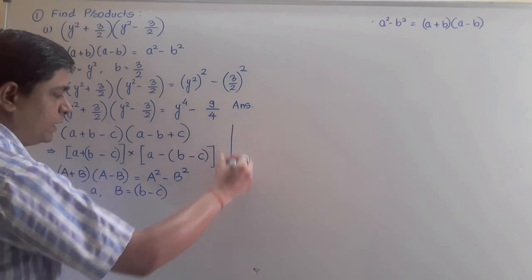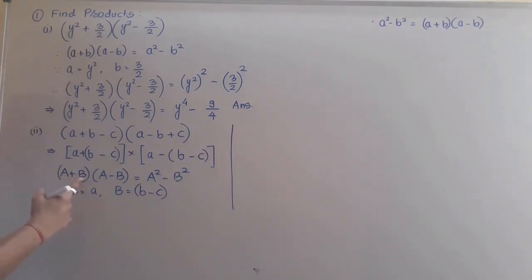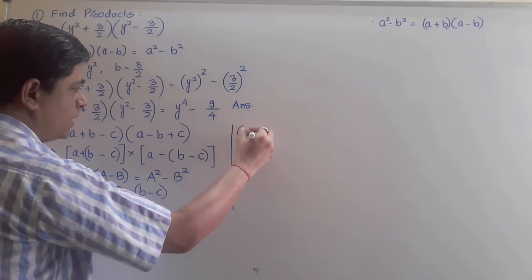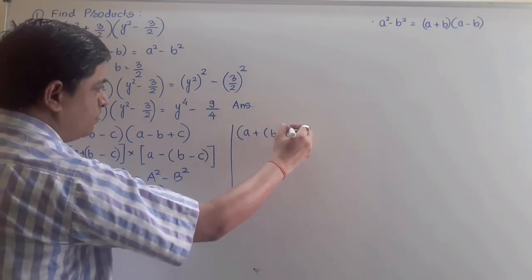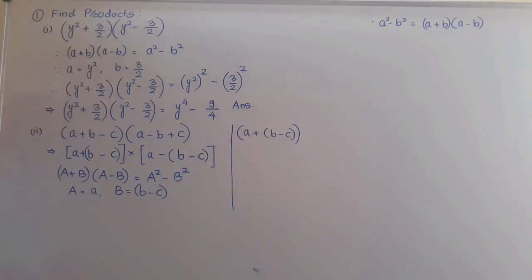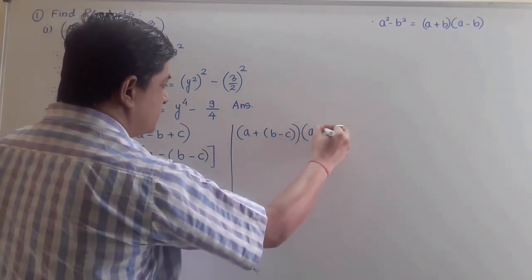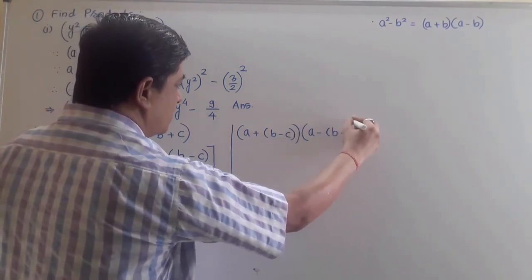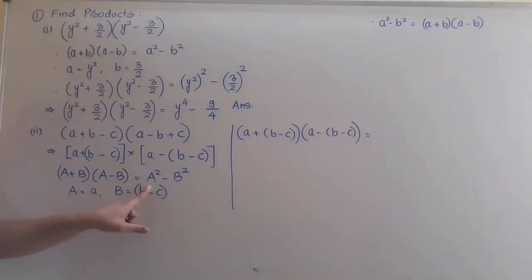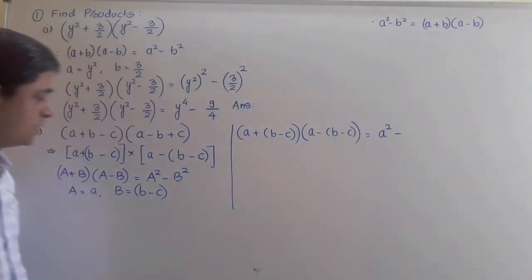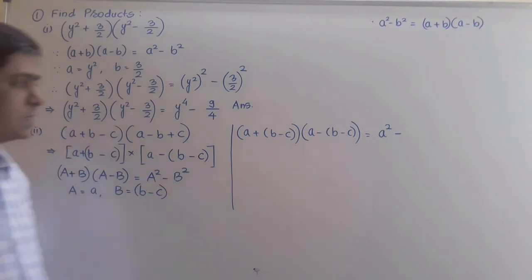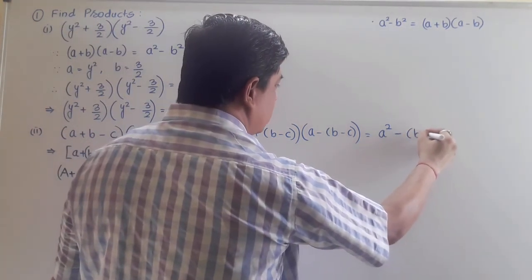Let us put the values in the formula. First A + B, that will be a + (b − c), because my value of capital B is b − c. And then A − B, so I am keeping the values of capital A and capital B here. That will be a − (b − c). Similarly, I need to keep it here also. So keep the value of capital A as small a, square as it is, capital B as b − c. So this will be (b − c) the whole square.